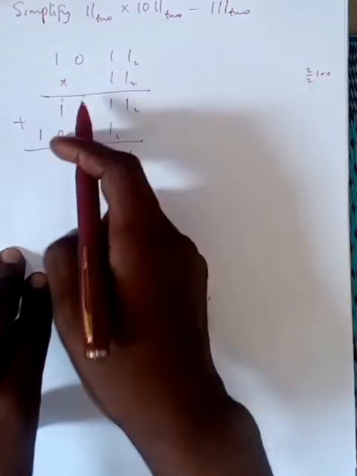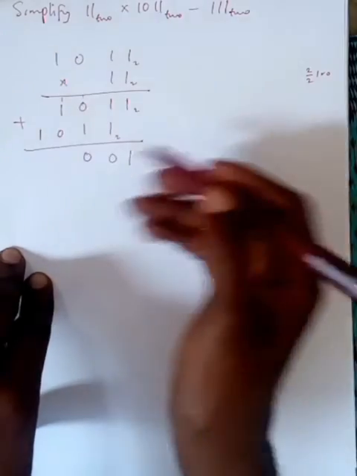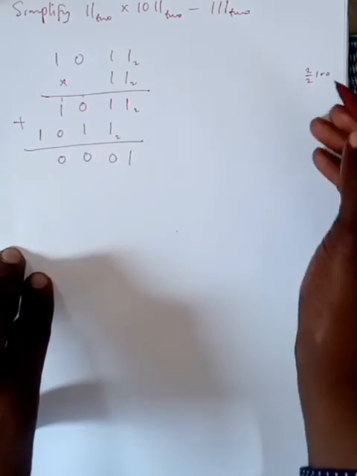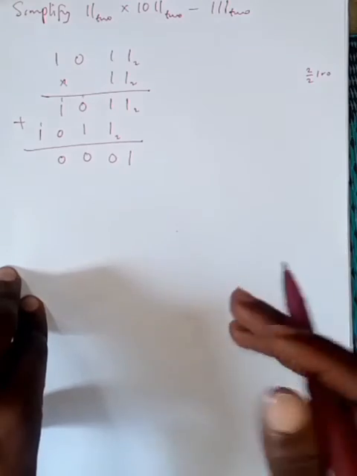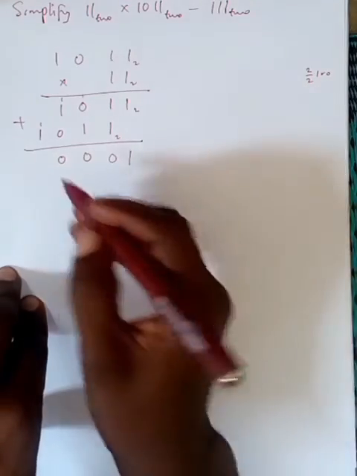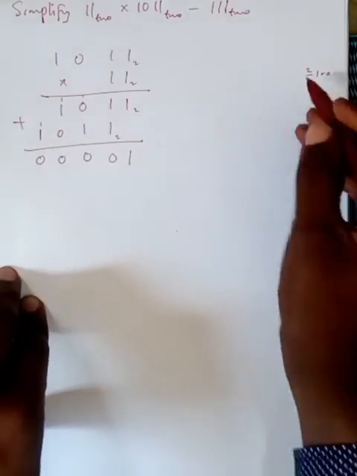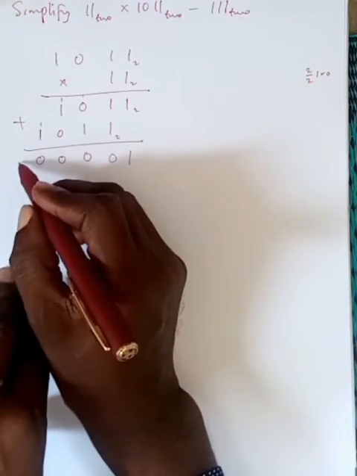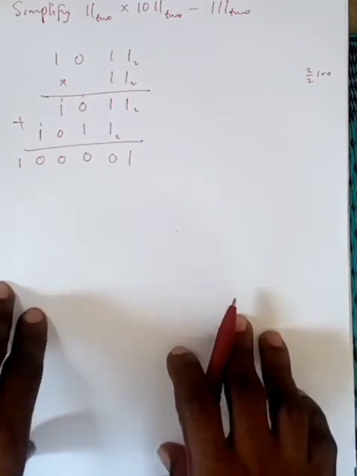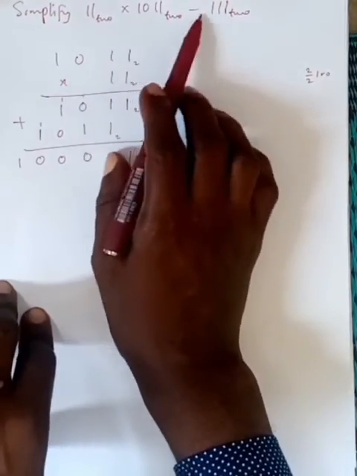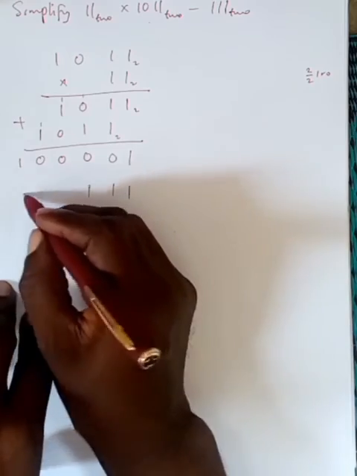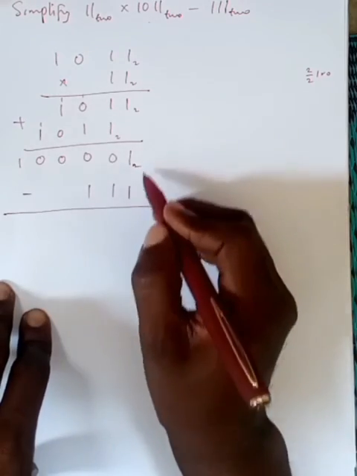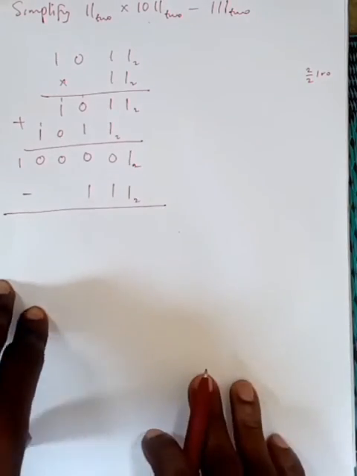So when I add 1 plus 0 also gives 2. So 2 divided by 2 is 1 remainder 0. I write 0. So the 1 will also be moved to this place, making 2 divided by 2 here 1, with the remainder of 0. The remainder will be written, since I have nowhere to carry my 1 again, so I won't have a choice other than to put it here. And we are told that after we multiply, we should subtract 111.